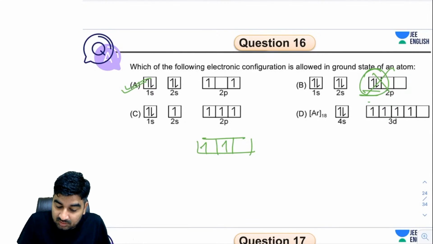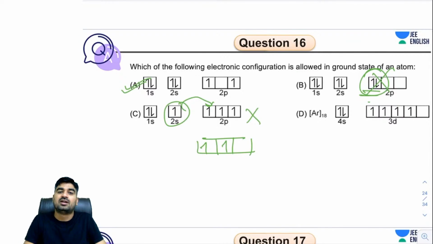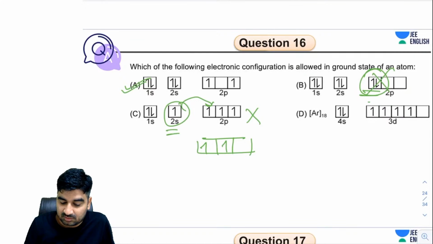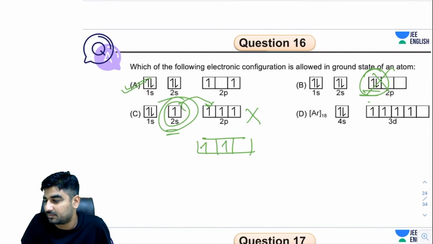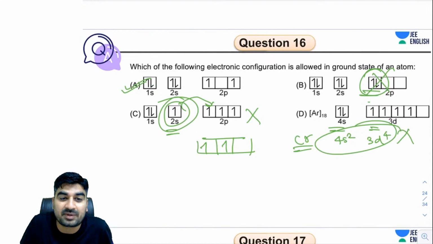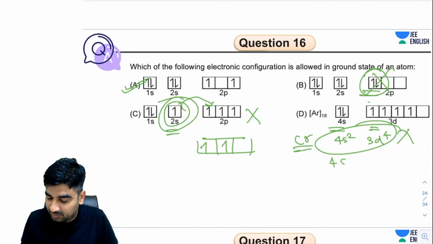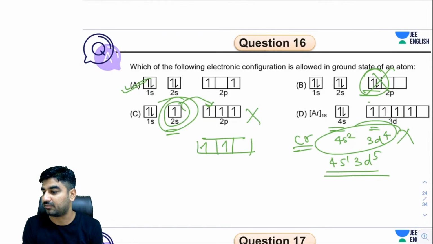Now here, the problem is before filling 2s, why does it reach 2p? It's not possible. It is also an excited state. It is not the ground state. After filling 2s completely, only then will filling of 2p take place. And here again, 4s, this is basically 4s2 3d4. This is chromium. It is wrong. Chromium has an exceptional configuration and it will be 4s1 3d5. Did you get my point?